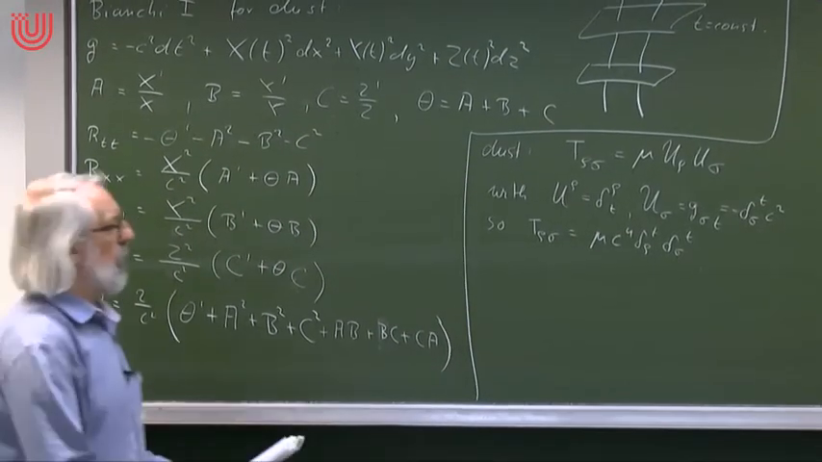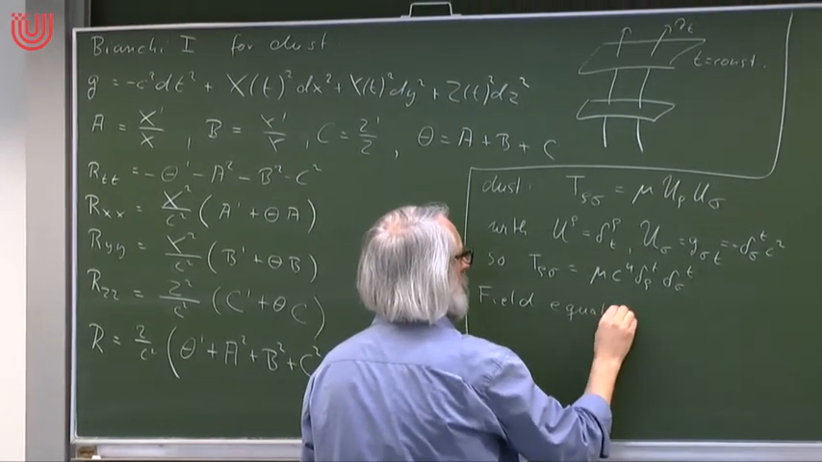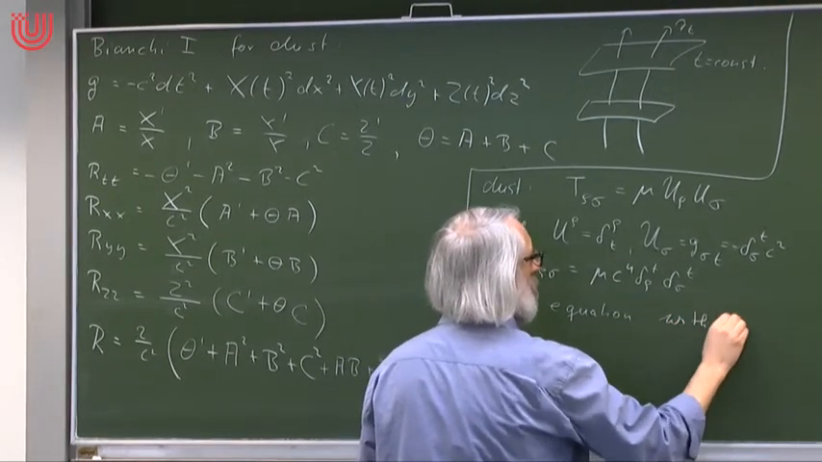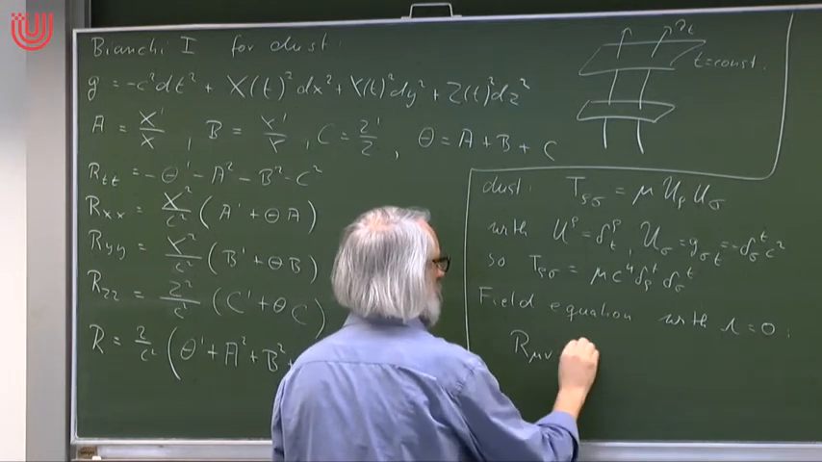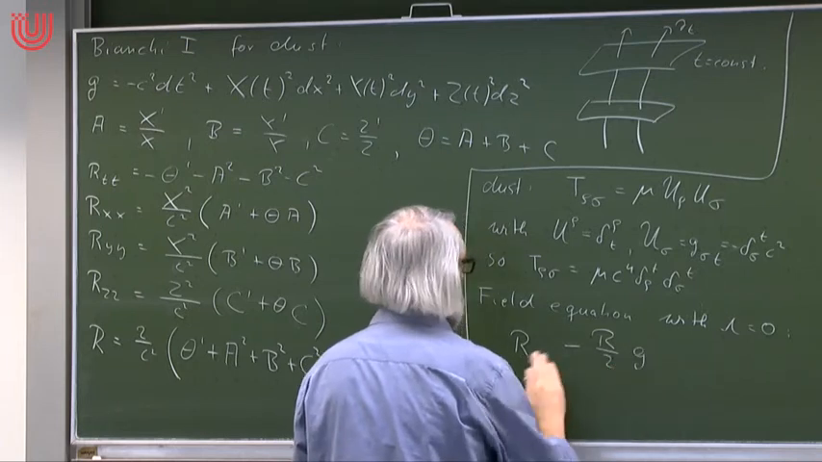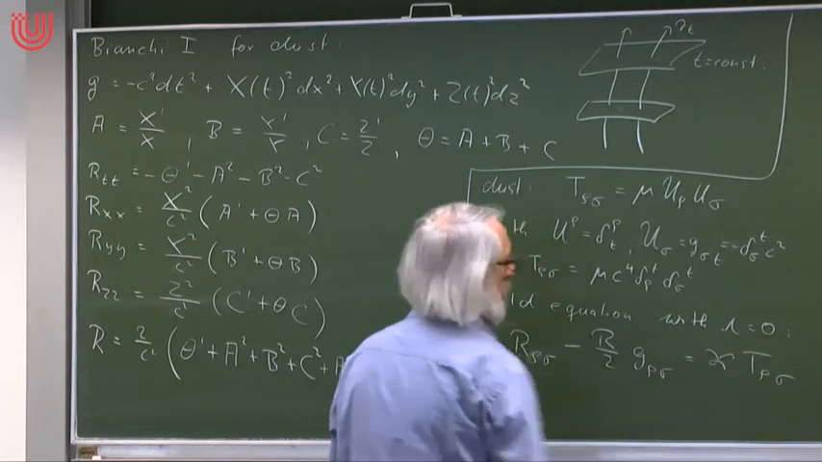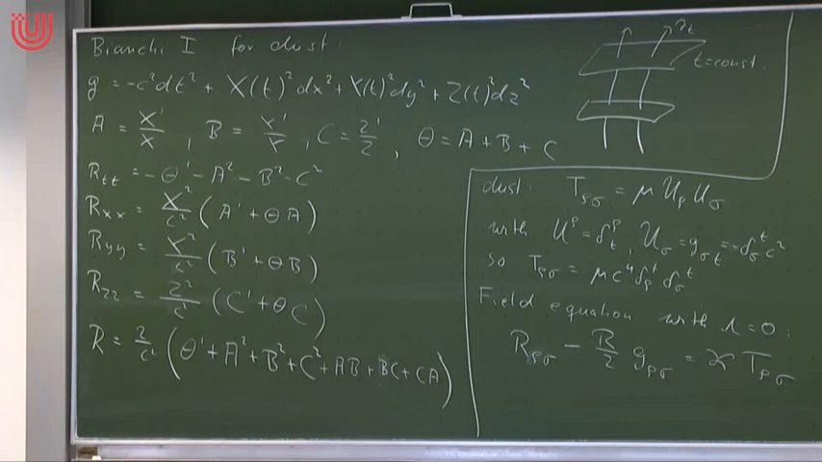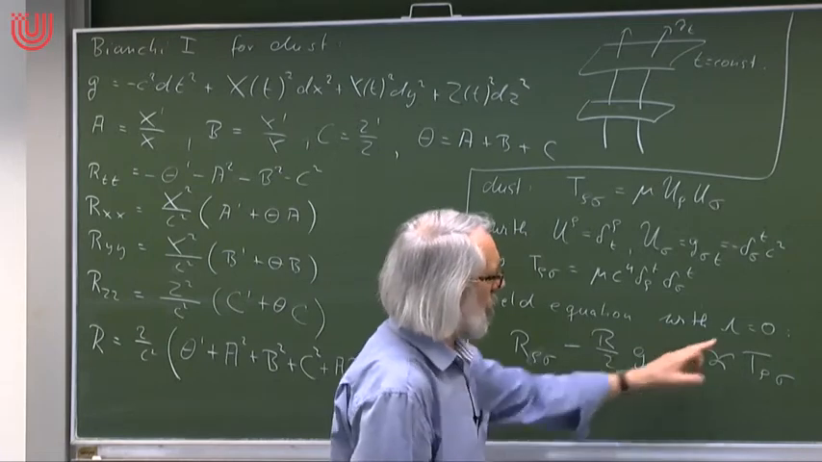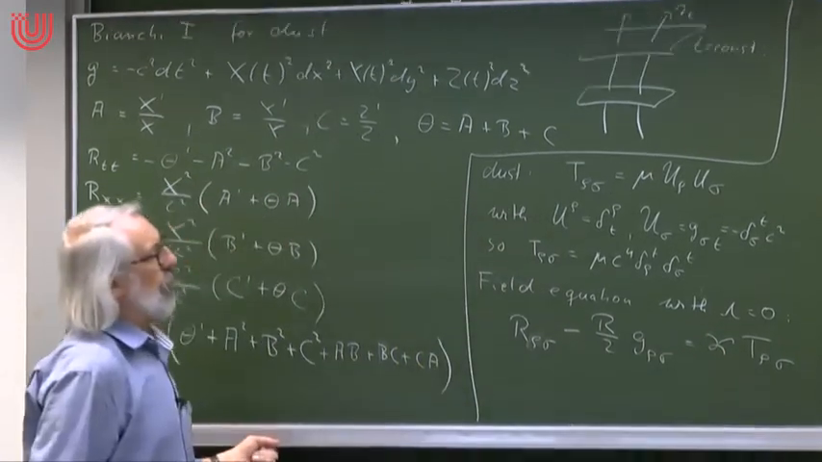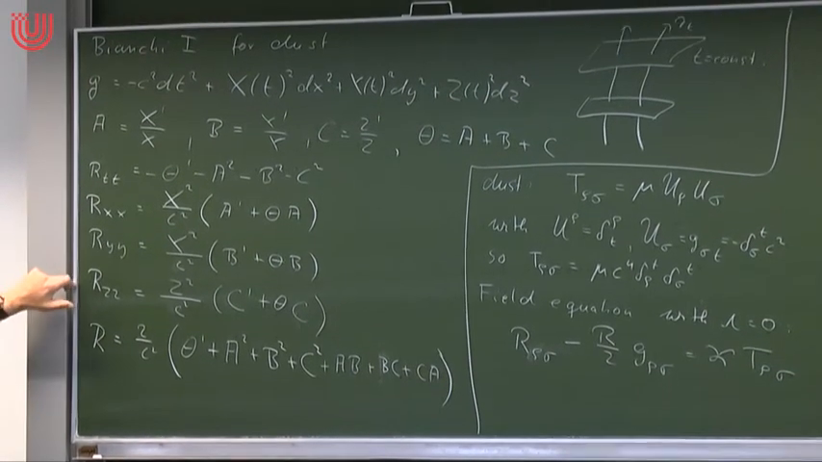Okay, and now the field equation. And we do it without a cosmological constant. So our field equation we want to solve is R_rho sigma minus R half g_rho sigma is kappa T_rho sigma. So you see the mixed components are all 0. This has no mixed components, this has no mixed components, this has no mixed components. So we only have to consider the diagonal elements: the tt, xx, yy, and the zz component.